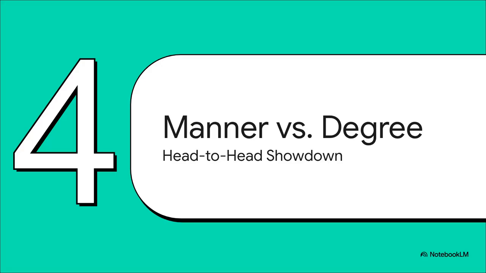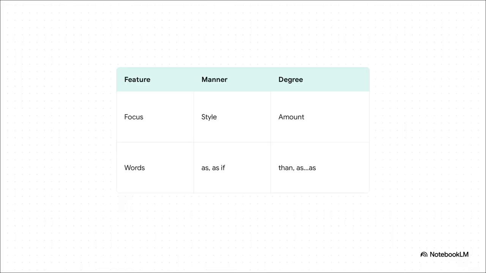Section 4. Manner versus degree showdown. The head-to-head comparison. Putting these side by side perfectly synthesizes everything we've covered, clearly dividing the how from the how much. If you're ever confused about which structure to use, just ask yourself what you are really trying to communicate. Are you describing a person's attitude or the way an action was performed? That's manner. Use as or as if.